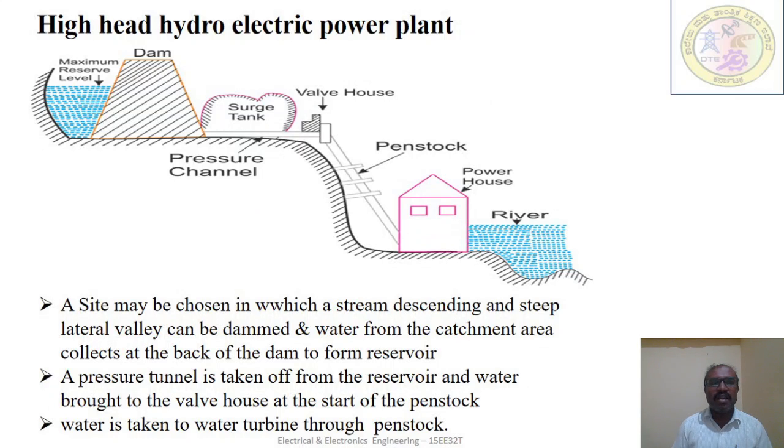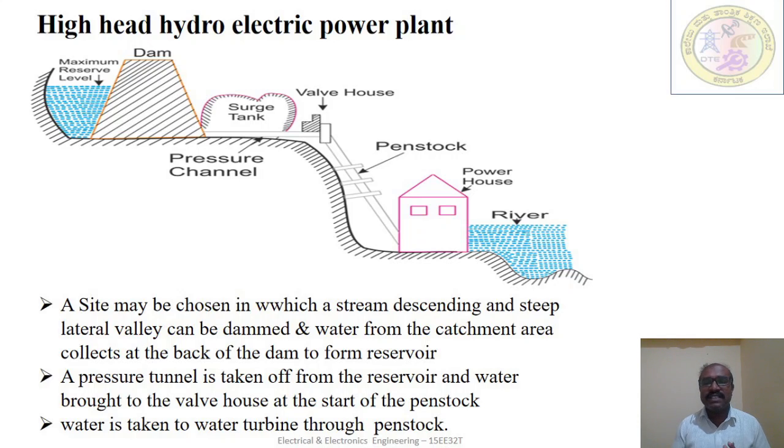Next classification, high head hydroelectric power plant. High head means it is more than 300 meters. The dam is constructed across a river or lake, and the water from the catchment area collects at the back of the dam to form a reservoir. Here the catchment area means the backside area of the dam where the hilly regions are covered. That means the water flow stream in a river at the backside of the dam is considered as the catchment area.